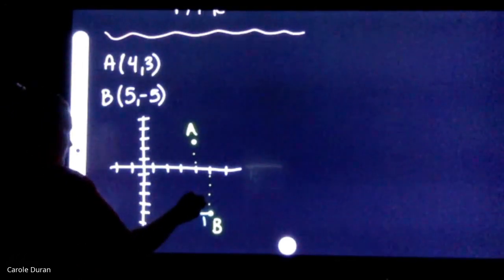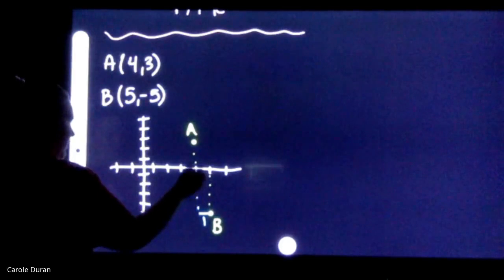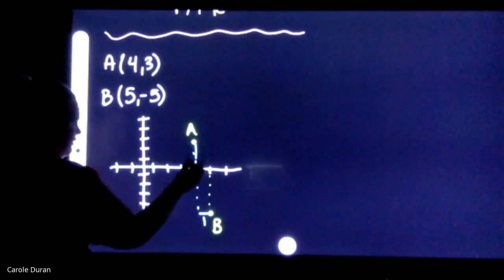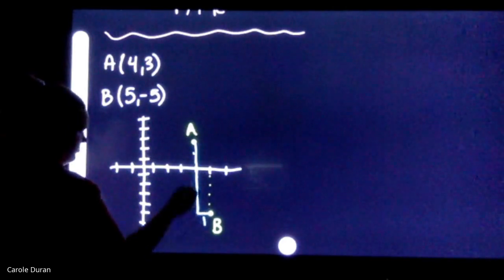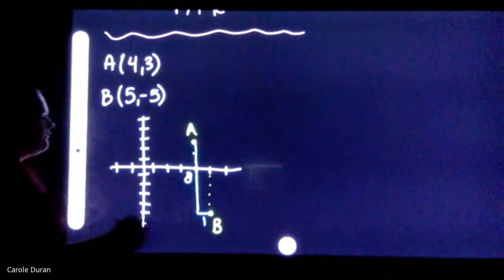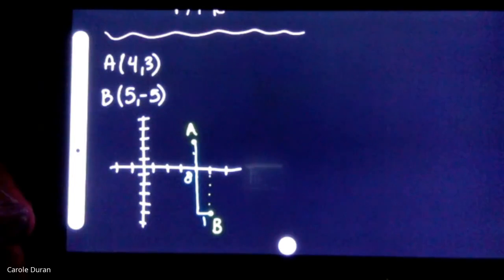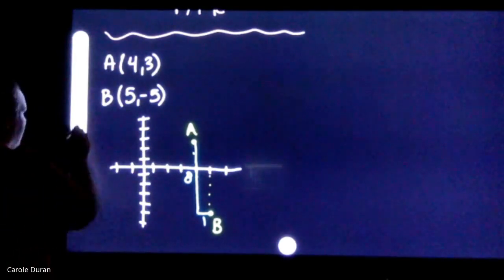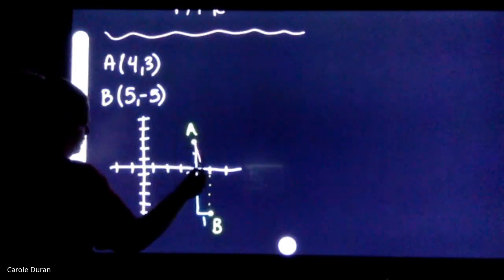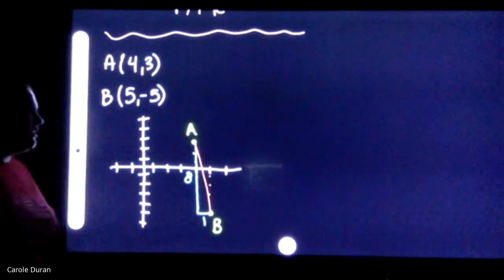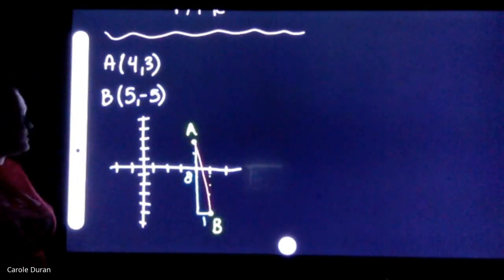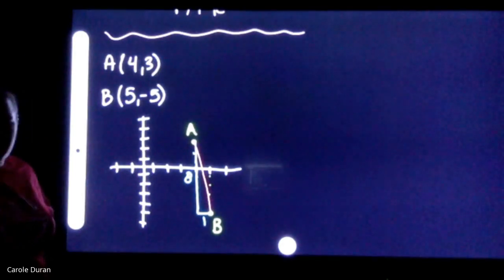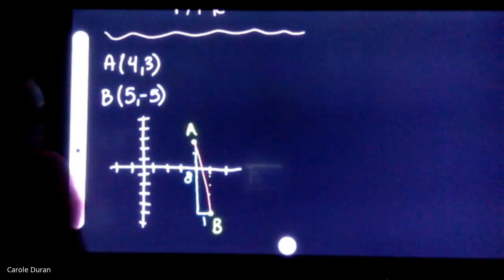So 1, 2, 3, 4, 5, 6, 7, 8. So then I went vertically up 8 units. And I've got my right triangle. She's a little tall and narrow, but she's still a right triangle. So then from here, I'm going to do the same thing I did before with my Pythagorean theorem.